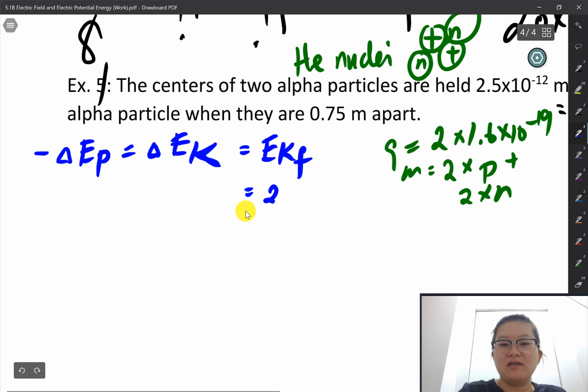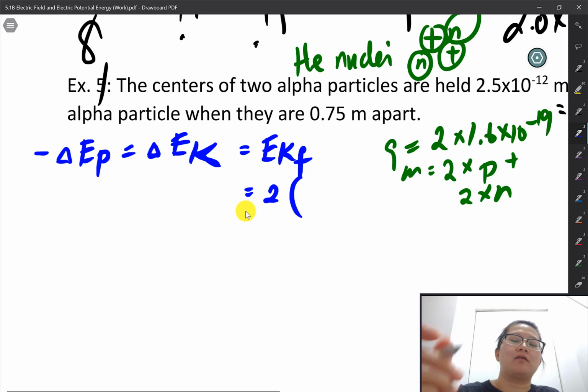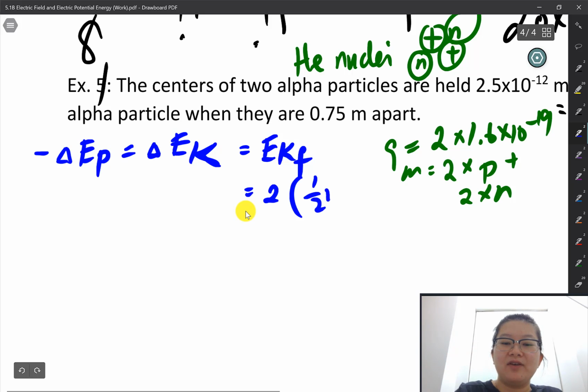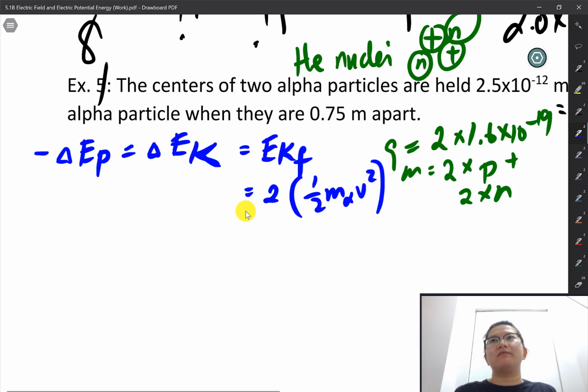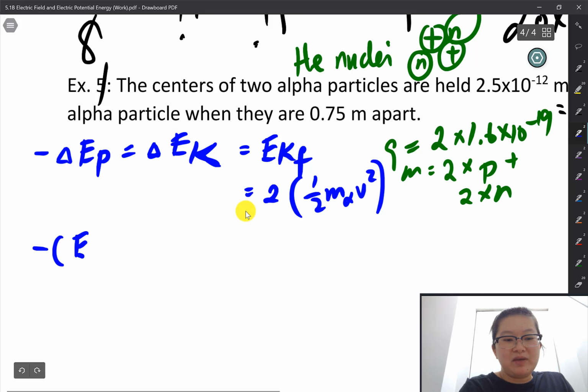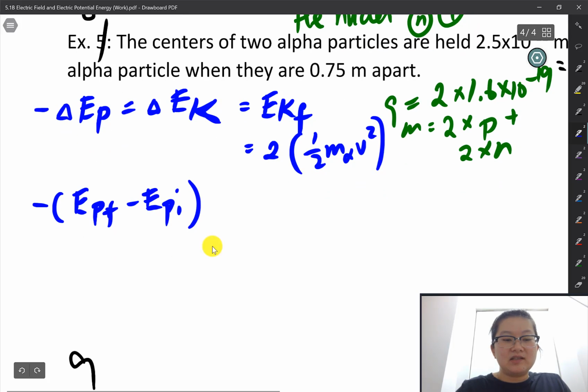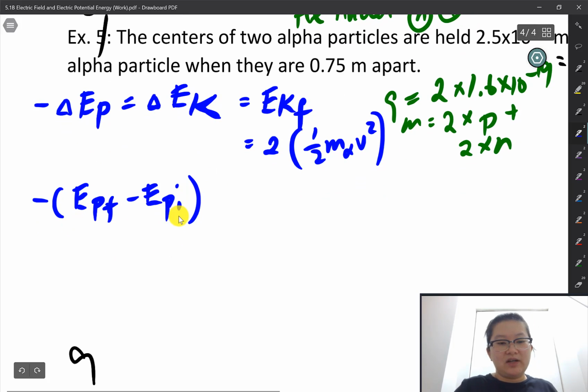And we know that the final kinetic energy has to be split amongst the two alpha particles. So it's 2 times 1/2 mass of one of the alpha particles times the speed squared. Okay, so that's just 2 times the kinetic energy of one alpha particle. To find the potential energy here, it's the negative of EP final minus EP initial, which actually makes a lot of sense because the final potential energy is smaller than the initial potential energy.